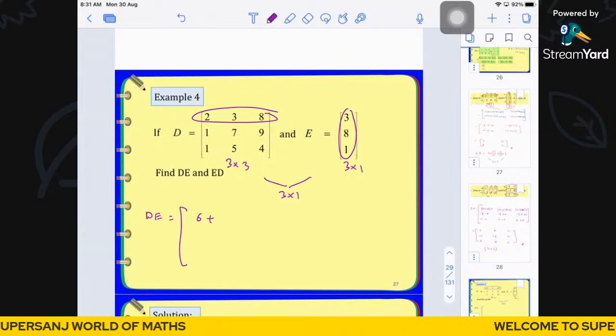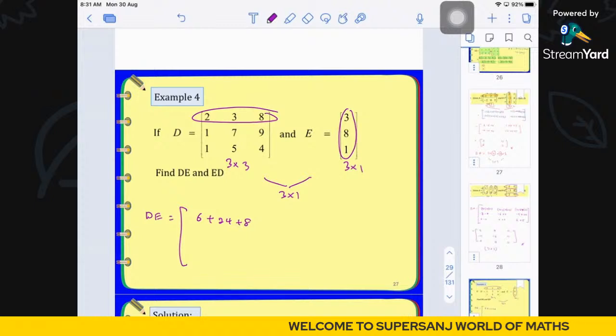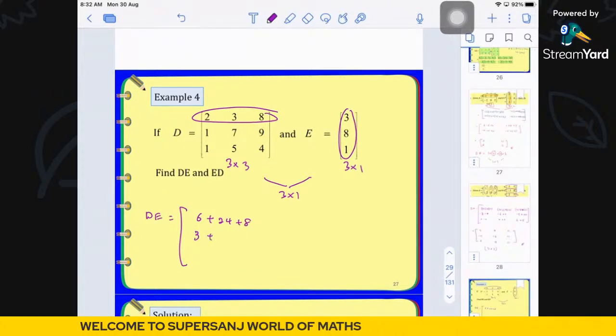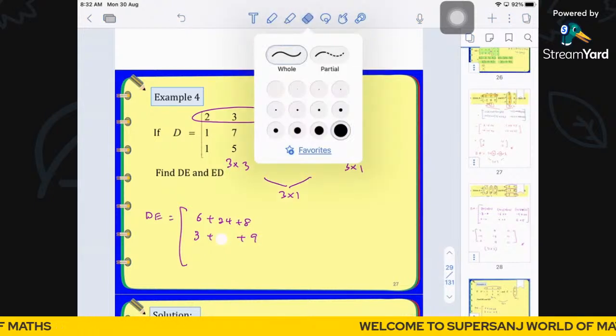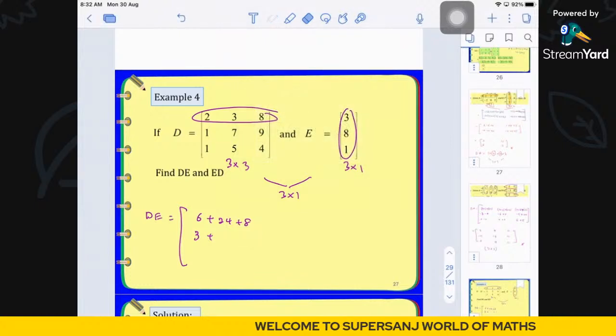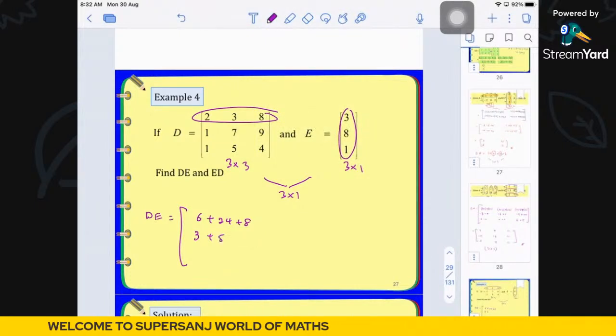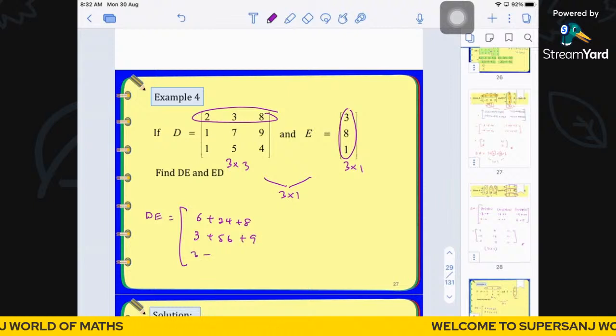Okay. Let me get the screen back on track again. Okay. The next one there is going to become 3 plus 21 plus 9. Oh, sorry, my mistake there. It's not 21, right? Am I right? Okay, what is going to be? 1 times 3, 3. 7 times 8 is 56. Plus with 9. And the next one there is going to be 3 plus with 40 plus with 4.